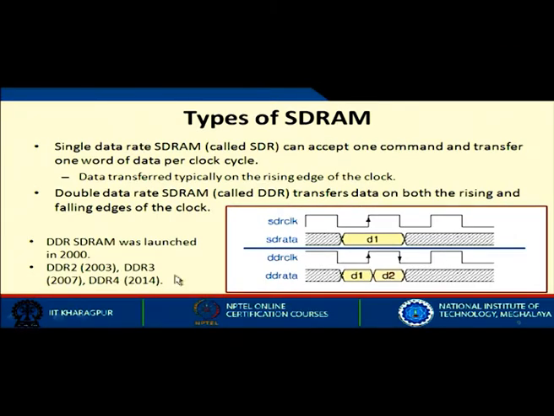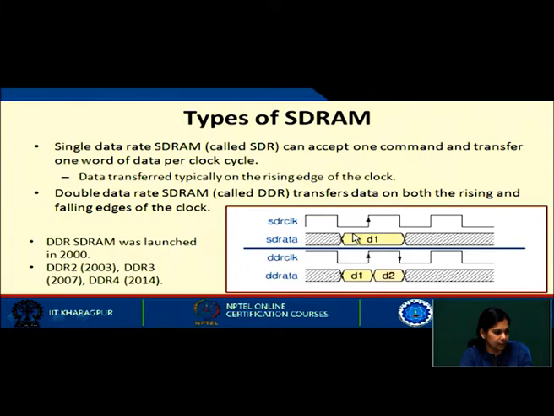Data is transferred typically on the rising edge of the clock. So, in such a case, the data is transferred on the rising edge of the clock. Now, you see this diagram, where it shows the SDR clock. So, the clock is coming, and you see this is the SDR data. Here this data is transferred on the rising edge of the clock. Only one data is transferred. So, this is called single data rate.